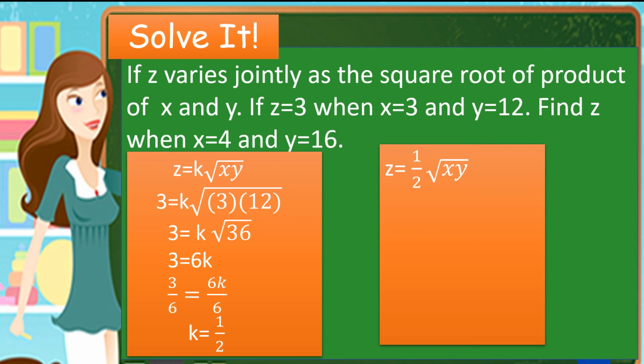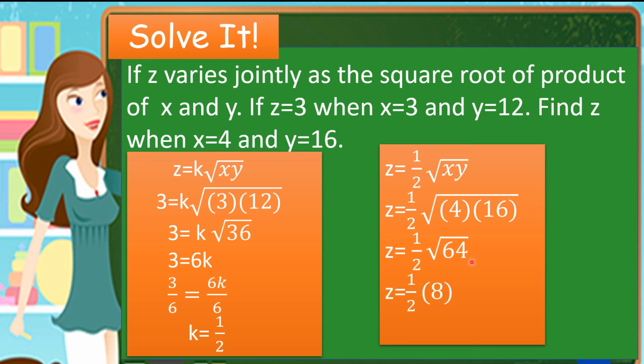So, ang ating equation ay z is equal to 1/2 square root of xy. Then, substitute natin yung second set. Yung second set natin, ang x ay 4 at ang y ay 16. Nawawala ay si z. So, we have z is equal to 1/2 square root of 4 times 16. So, 4 times 16 is equal to 64. So, z is equal to 1/2 square root of 64. Then, square root of 64 ay 8. So, 1/2 times 8, the answer is 4. So, z is equal to 4.